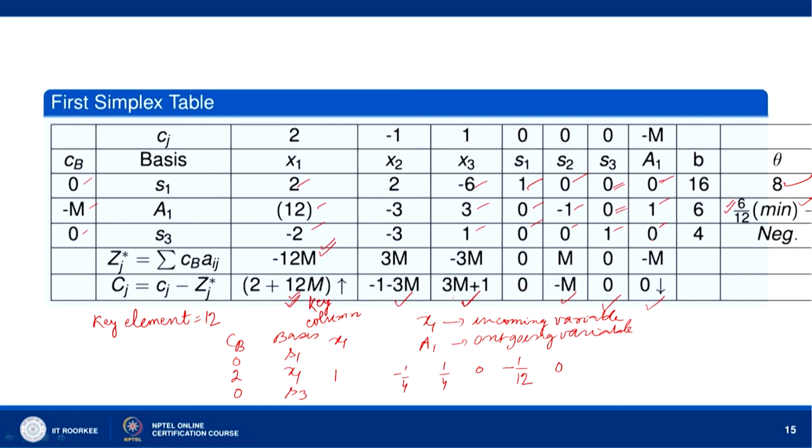A1 column will not be there in the new simplex table. So, 6 divided by 12, so that is half, okay. This is the x1, x2, x3, okay, and then we get S1, S2, okay, and then we get S3, and we get here the B vector, the B column.